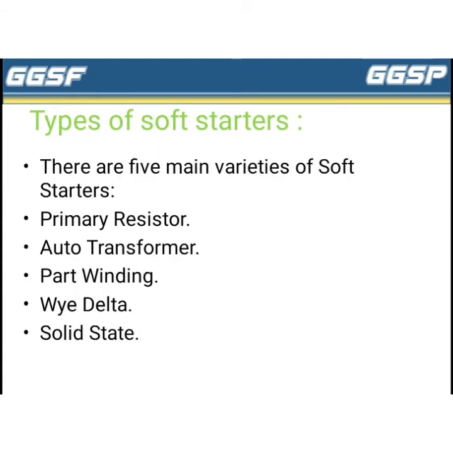Types of soft starter. There are five main varieties of starter. First, primary resistor. Second, auto transformer. Third, part winding. Fourth, star delta. Fifth, solid state.